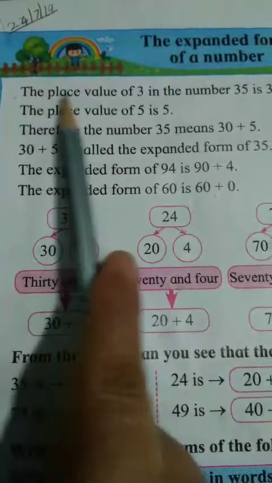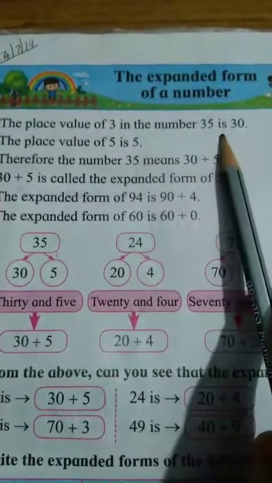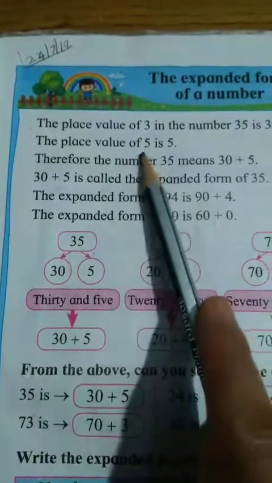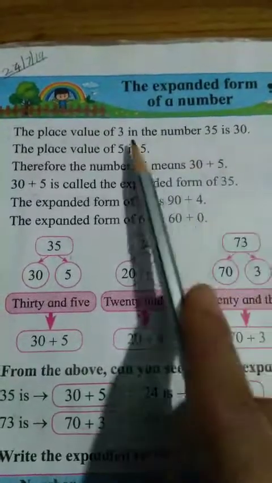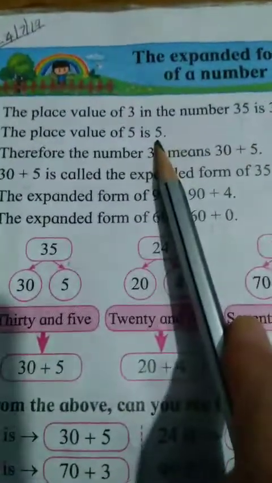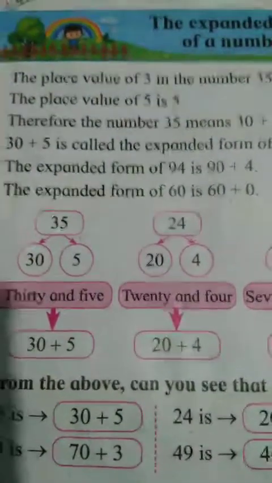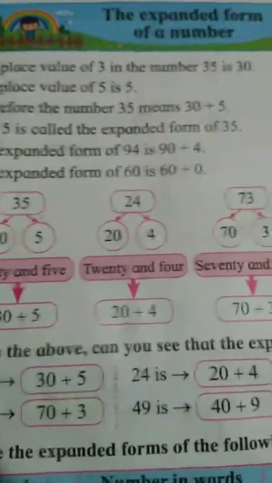See, the place value of 3 in the number 35 is 30. The place value of 5 is 5. Now why is it 30? Because 3 is standing at tens place. And why is it 5? Because 5 is standing at units place. Therefore, the number 35 means 30 plus 5. So 30 plus 5 means 35 only. So 30 plus 5 is the expanded form of number 35.